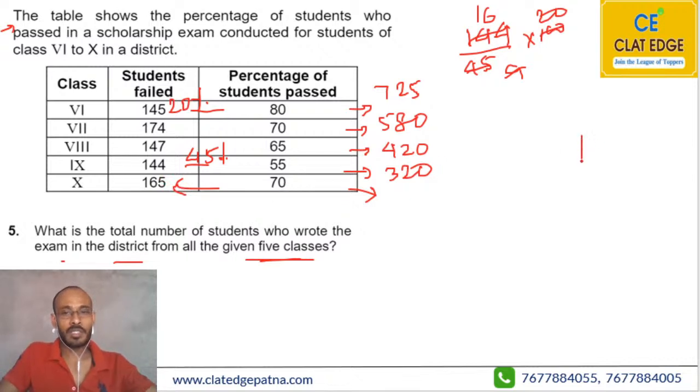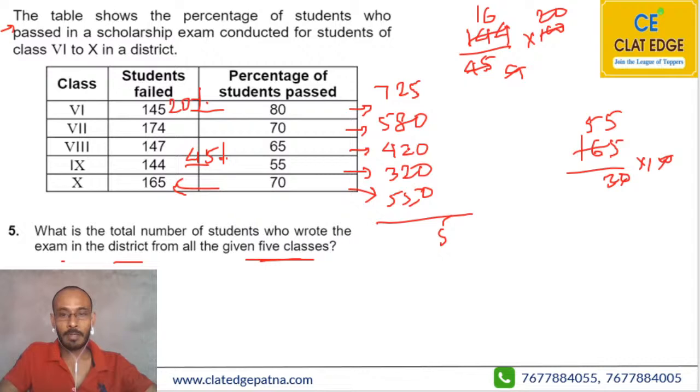We need to calculate the 100%. So 165 divided by 30 into 100. 0 will get cancelled. Divide this by 3, 55 times 10, and this is 550. Now we need to add all these. This is 5. So 5 and 8 plus 2 is 10 plus 5 is 15 plus 4 is 19. So this is 9, 1 is left. 5 plus 4 is 9 plus 1 is 10 plus 3 is 13 plus 7 is 20 plus 5 is 25. So we got the total number of students that appeared for the exam in all the classes together from 6 to 10 is 2595. I hope this is clear to you guys.